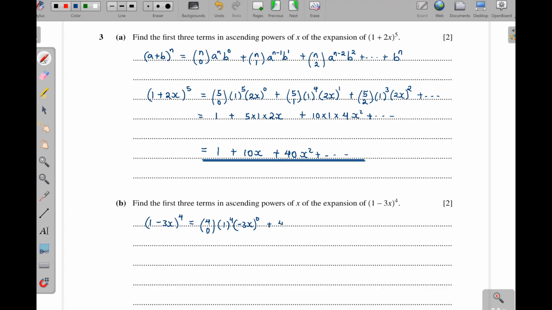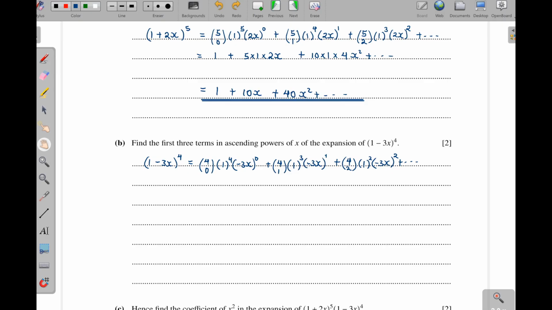Then plus, we have 4 combination 1, then we have 1 to the power of 3, then negative 3x to the power of 1, then 4 combination 2, then we have 1 to the power of 2, and then negative 3x to the power of 2. And these ones are still continuing, but they just want me to find the first 3 terms, okay? Then what do we do next?